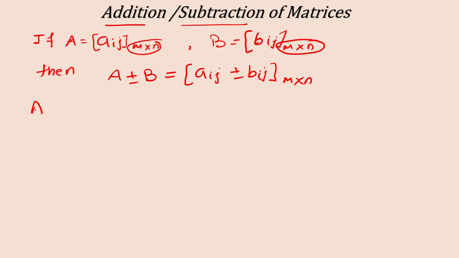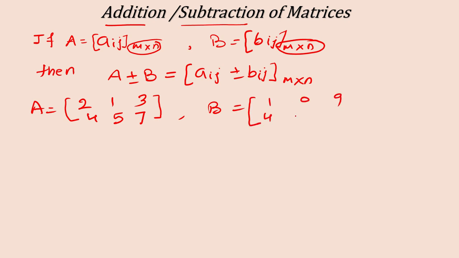For example, suppose we have A equal to 2, 1, 3, 4, 5, 7, and B of the same order, which we consider as 1, 0, 9, 4, 10, 6. Then A plus B means we add their corresponding elements. So 2 will be added with 1, so it will be 2 plus 1, which is 3. Then 1 will be added with 0, so 1 plus 0 is 1. Similarly, 3 will be added with 9, so 3 plus 9 is 12.